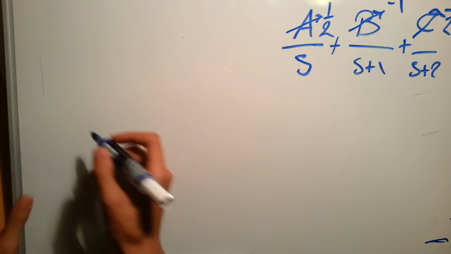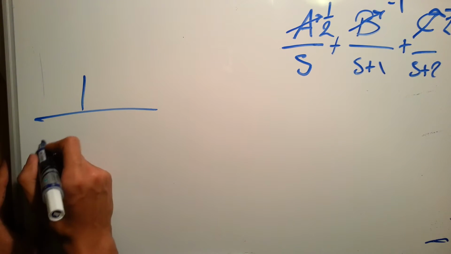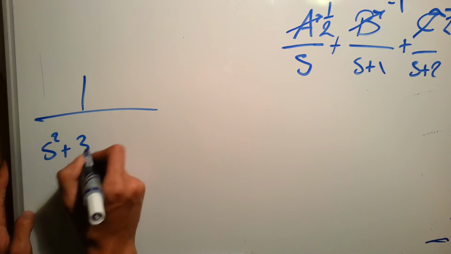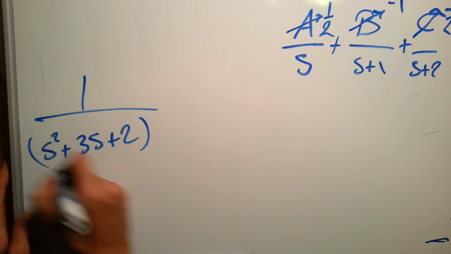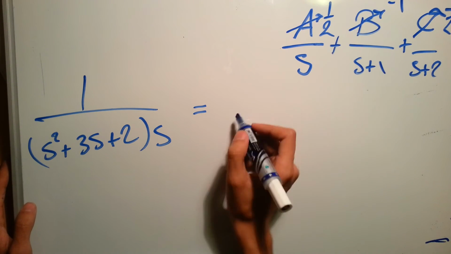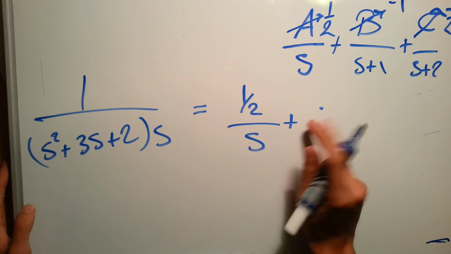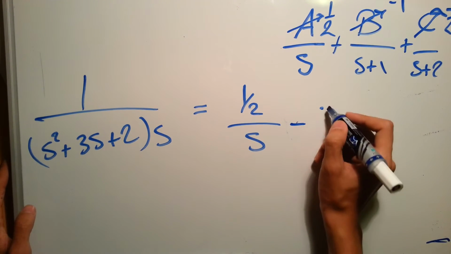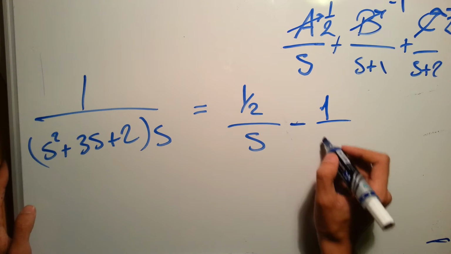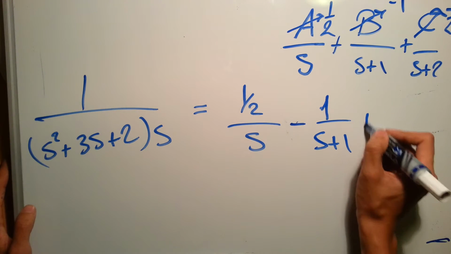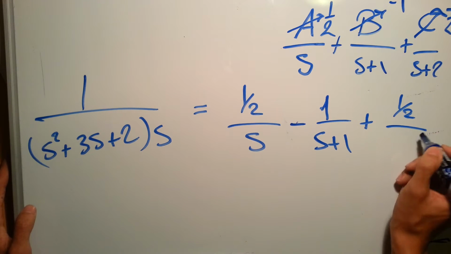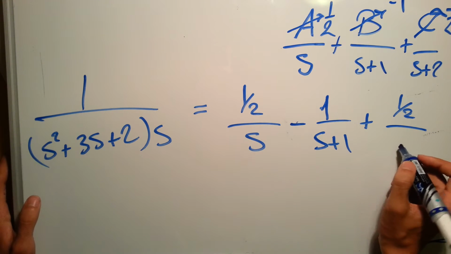of 1 over s squared plus 3s plus 2 multiplied by s is basically equal to half over s plus, or let's say minus 1 over s plus 1 plus half over s plus 2.